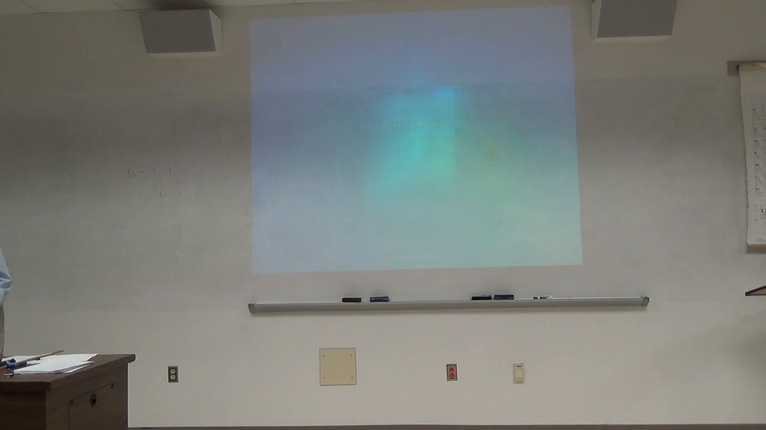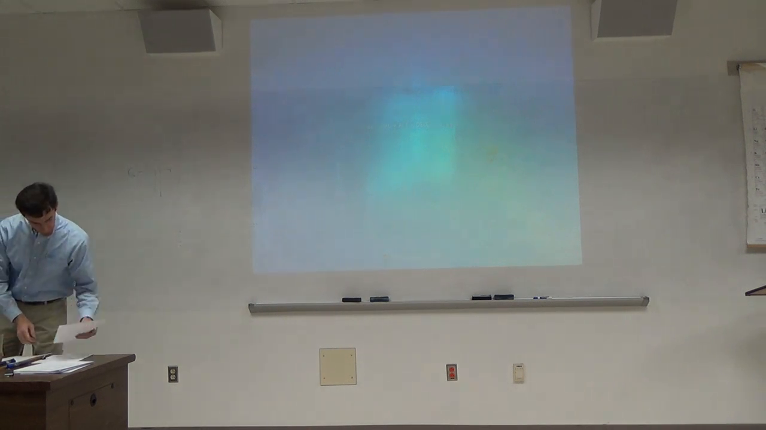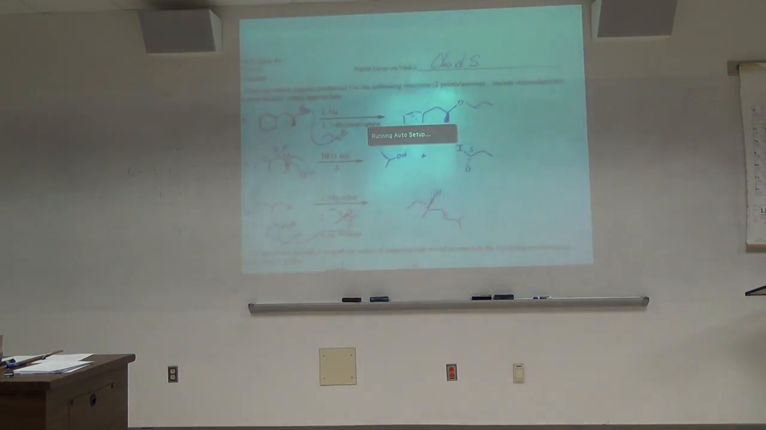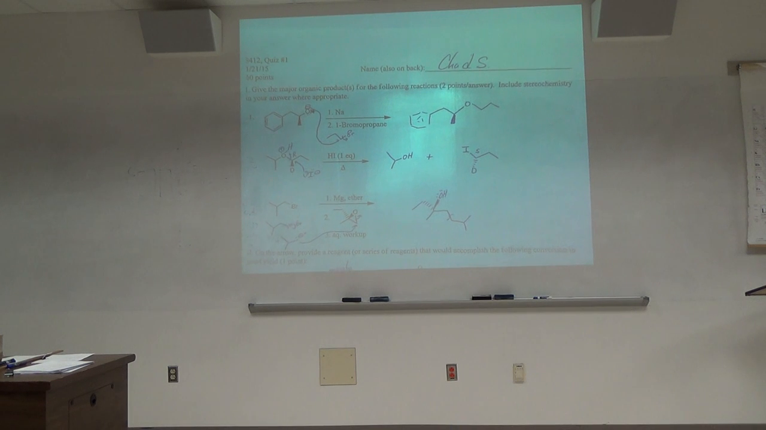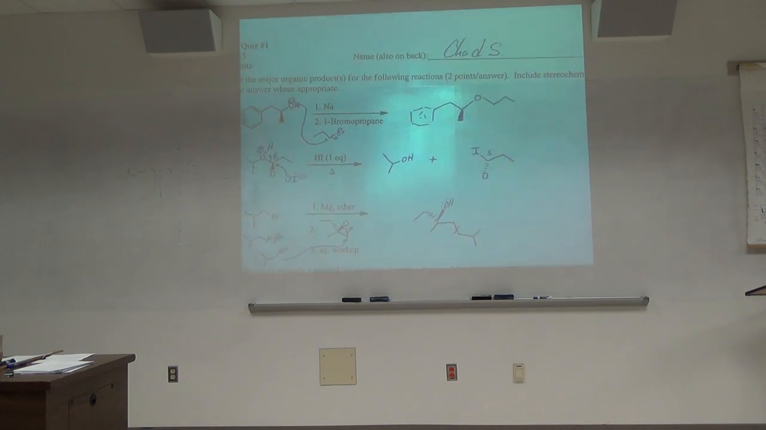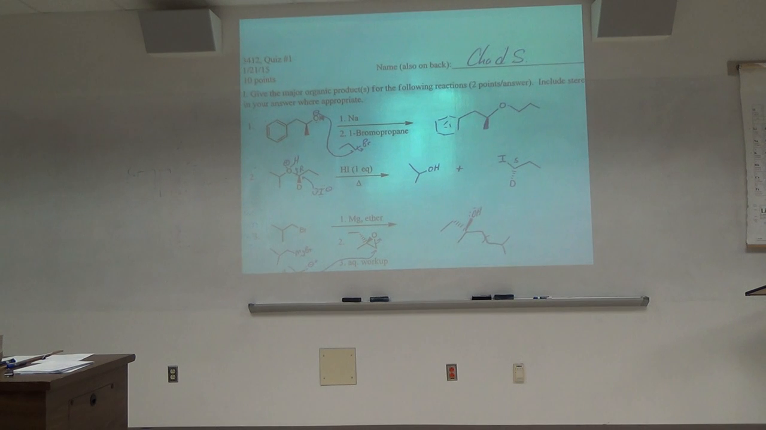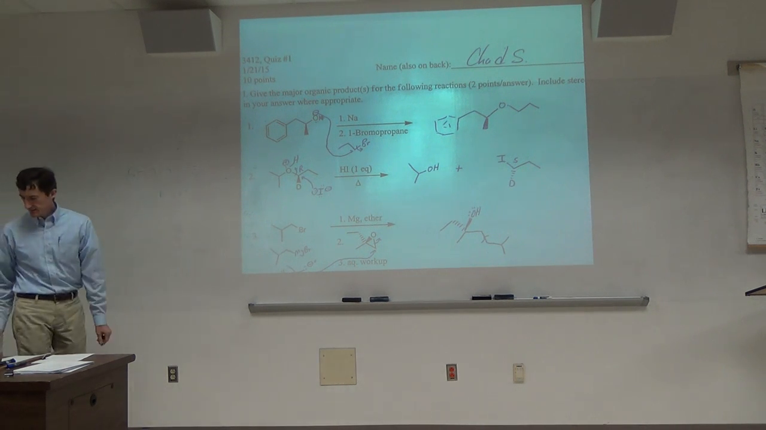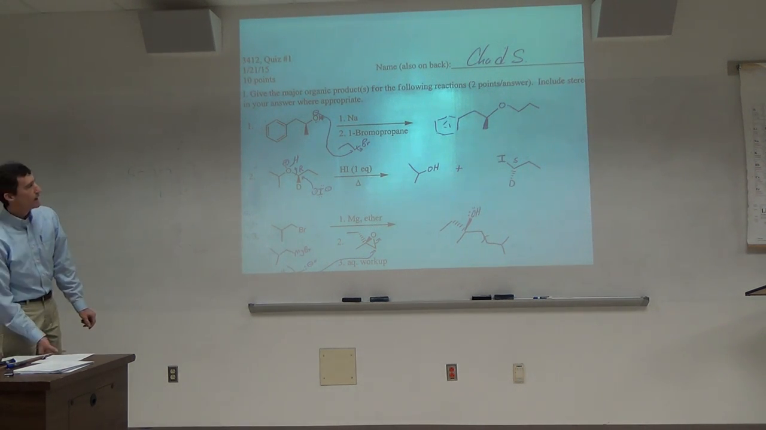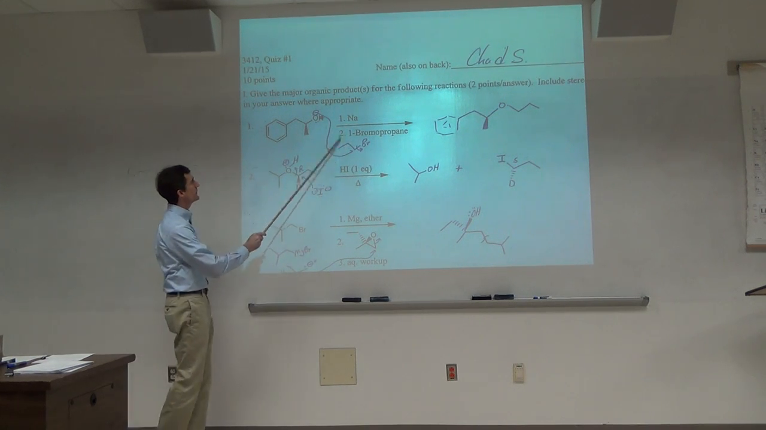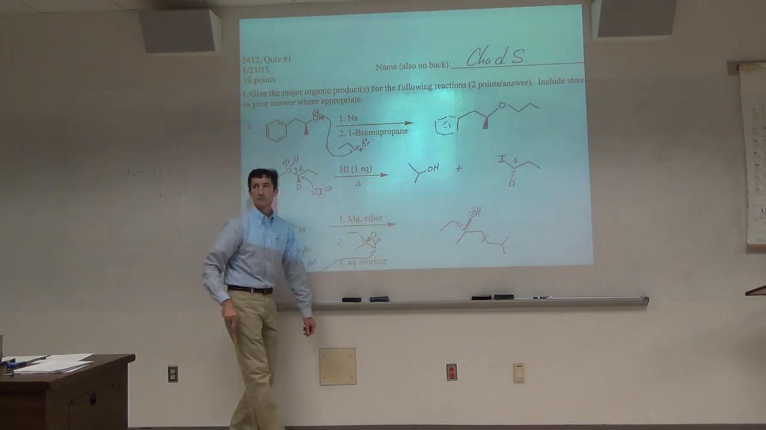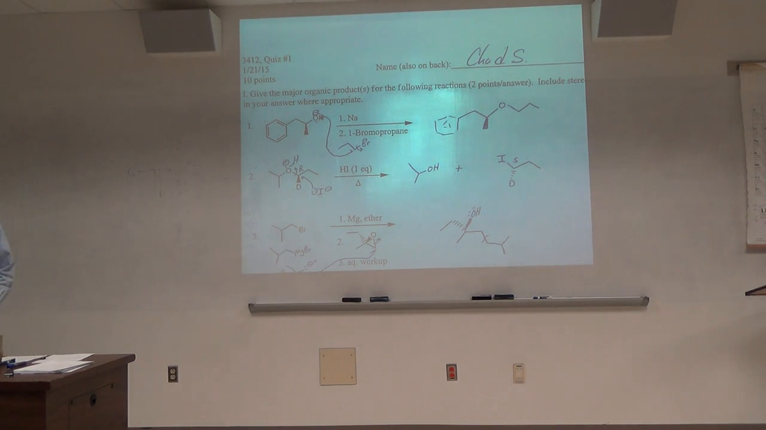Let's finish up. Let's look at the quiz real quick. Number 1, good old classical Williamson ether synthesis. Sodium makes the alkoxide. The alkoxide does an SN2 on 1 bromopropane to give that ether. How do we do? Pretty straightforward.